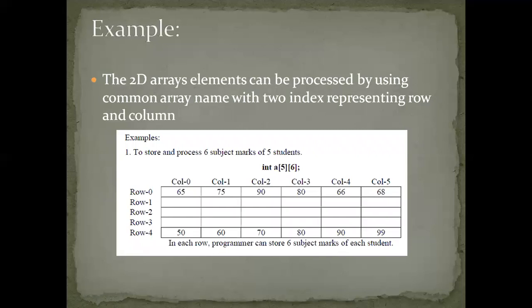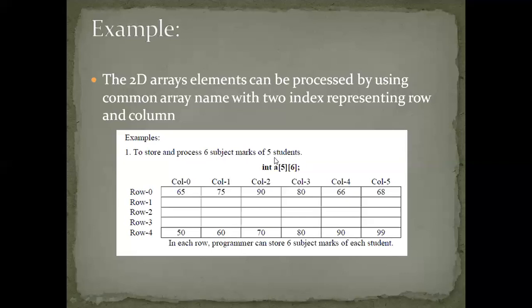Example for the two-dimensional array: the elements can be processed by using a common array name with two indices representing the row and column. Remember this. The array name is common, and the only difference is that here there are two indices, one representing the row and one for the column. Listen, here we have the example: to store and process 6 subject marks of 5 students.